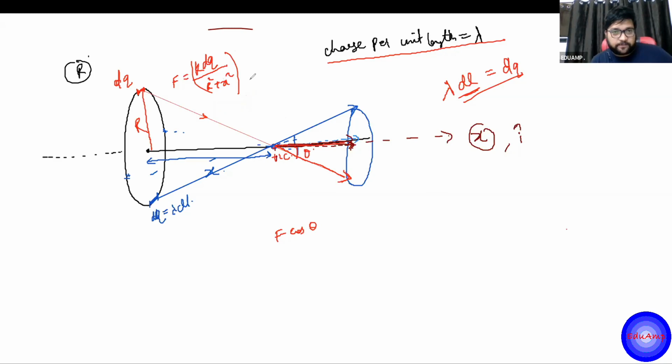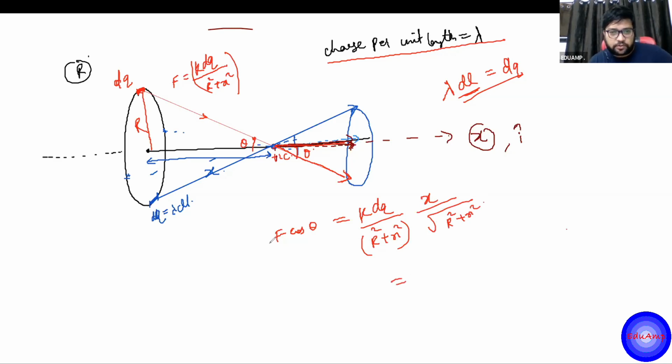F is what? The force due to this small arc on the ring, dq. So F cos theta is k dq by r square plus x square. And cos theta is what? This is a triangle. This is theta, this is theta. So what is cos for this? Cos is based upon the hypotenuse, simple. So this becomes what?